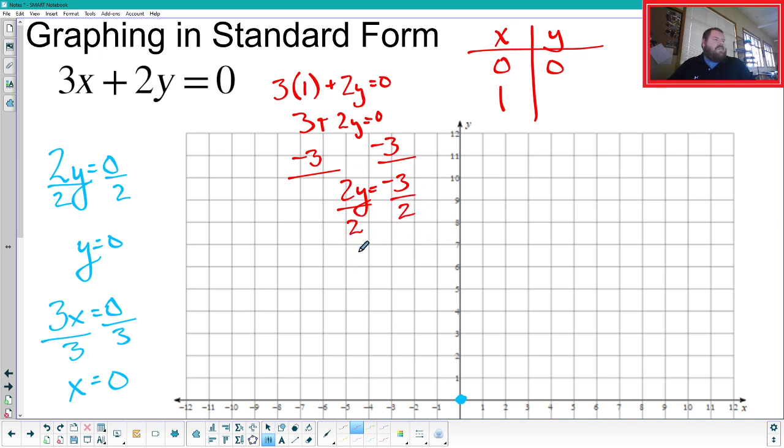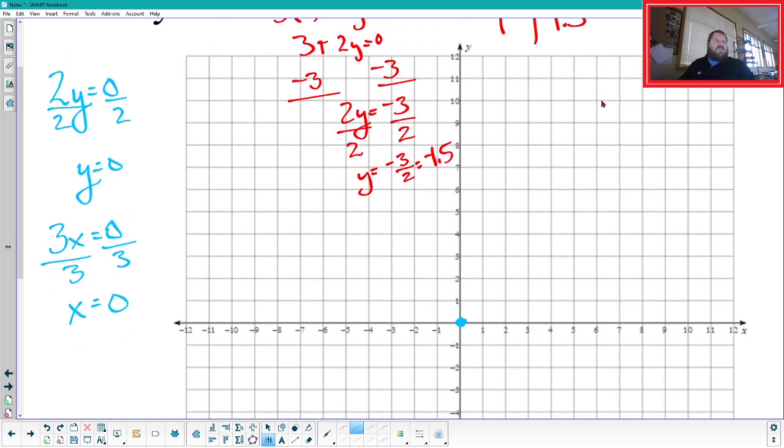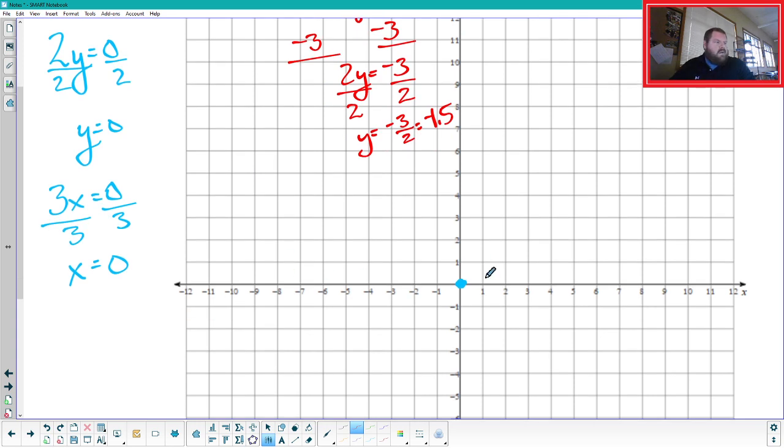So then when I divide by 2, I get y equals negative 3/2, which if you do that on a calculator, it's negative 1.5, which no matter what, it'll work out. It's not great. I hate graphing decimals when my graph doesn't have decimals. But I know that at 1, it's negative 1.5.